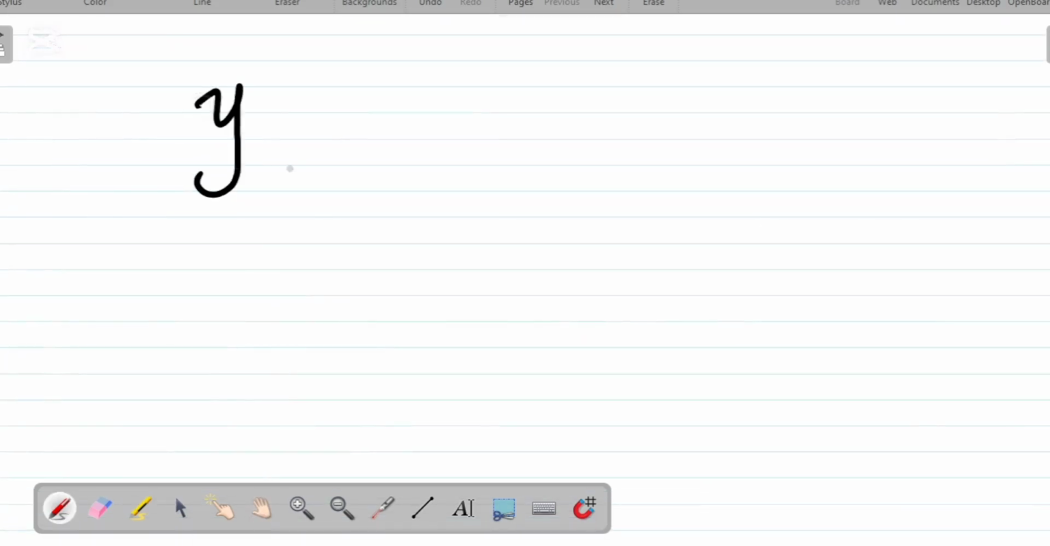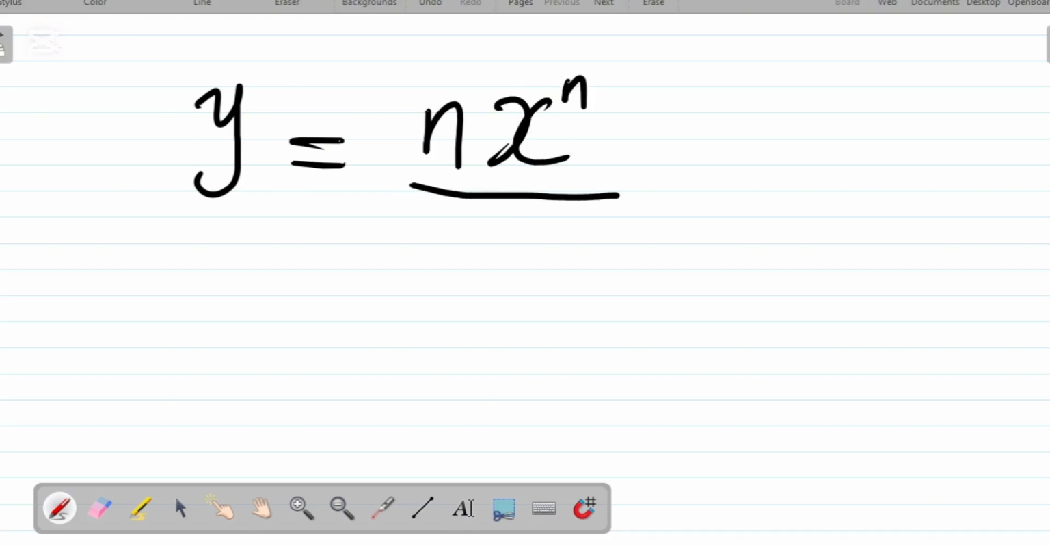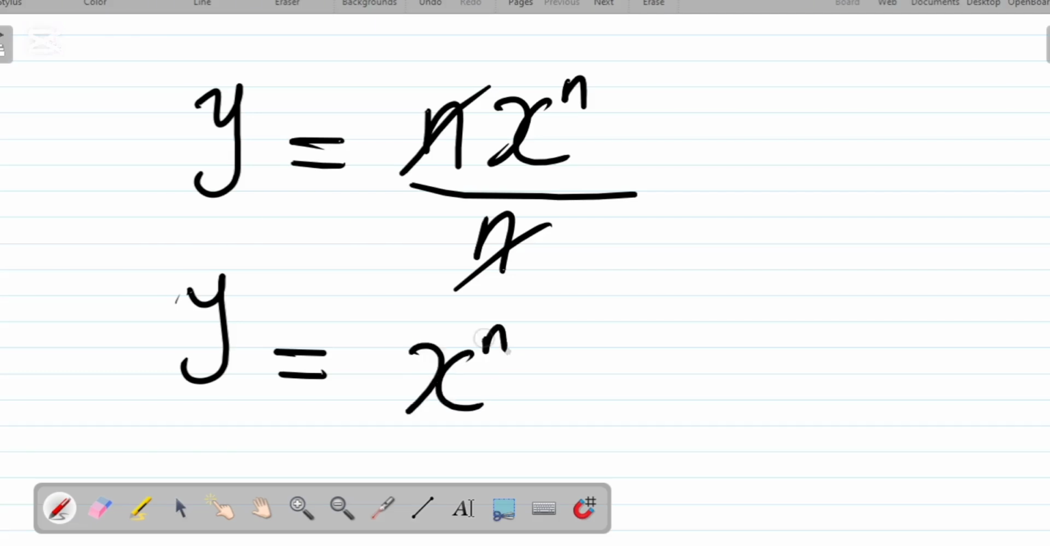So we have y equals, if you open up the bracket, you would have n multiplied by x raised to power n all over n. Mind you, n plus 0 is the same thing as n. So y becomes, n cancels n, so we are left with x raised to power n. That's to show you that integration is the reverse of differentiation.